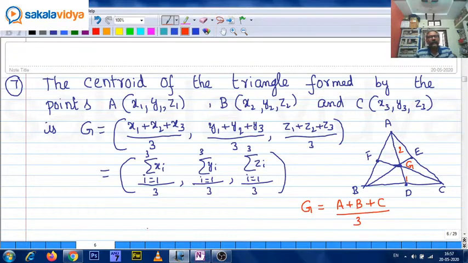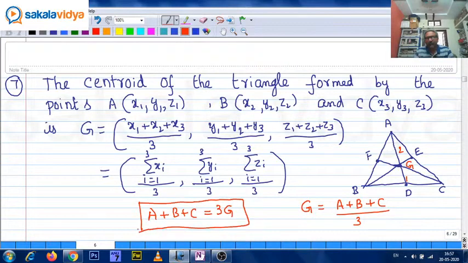Or we can remember it like this also: A plus B plus C is equal to 3G, three times the centroid. You can remember it like this also. But just check it. One minute, I will come.